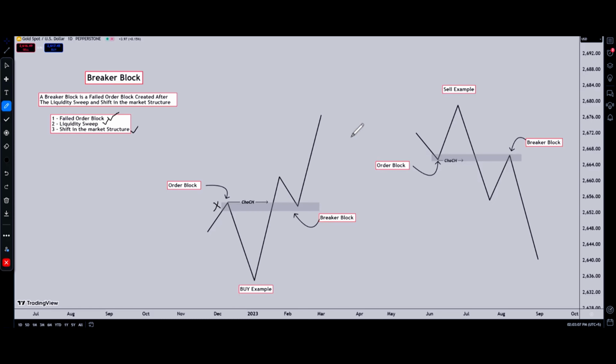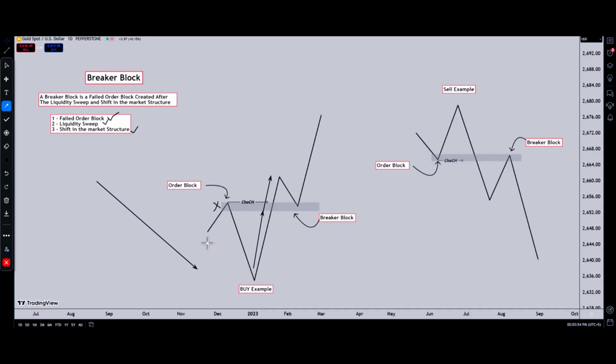If the market is in a selling trend, making lower lows, it comes up to test an order block but doesn't respect it and aggressively breaks through it. This creates a structure shift, and if there's a liquidity sweep, it makes the breaker block even stronger. Even if there's no liquidity sweep, the area still functions as a breaker block because two rules are fulfilled. The order block has failed, and the market structure has shifted. If the third rule, liquidity sweep, is also met, the breaker block becomes even stronger. The market then tests this area and moves upward again for a buy trade. This is how a buy example works.